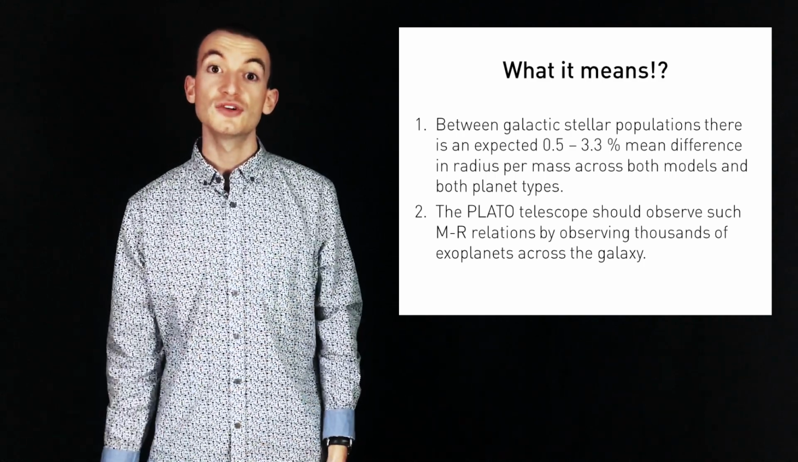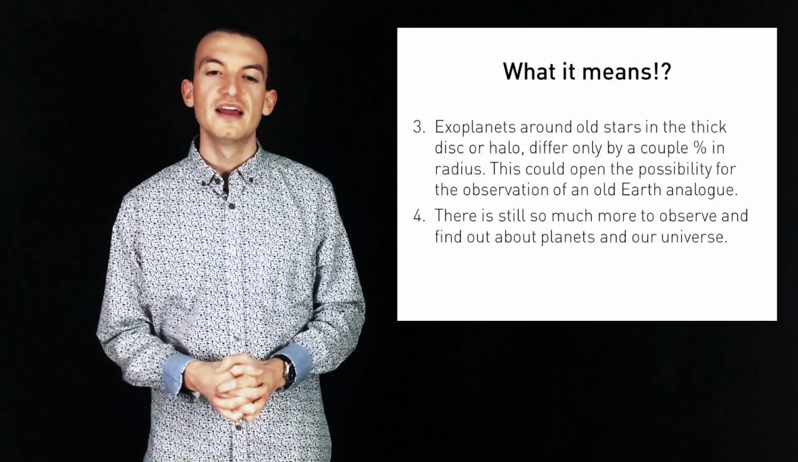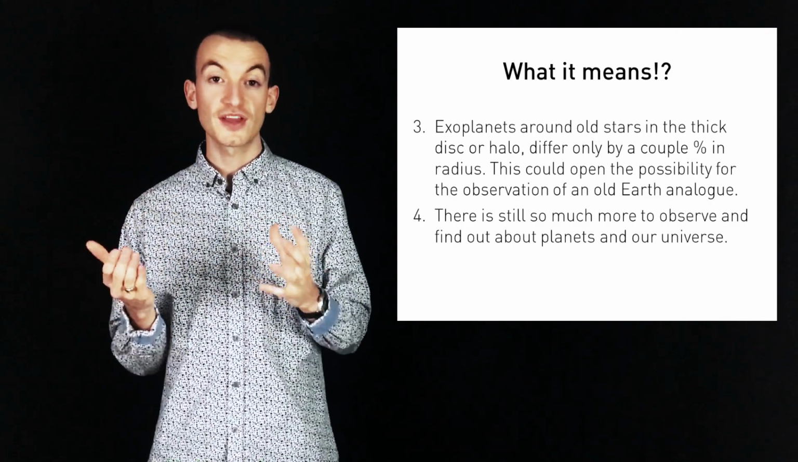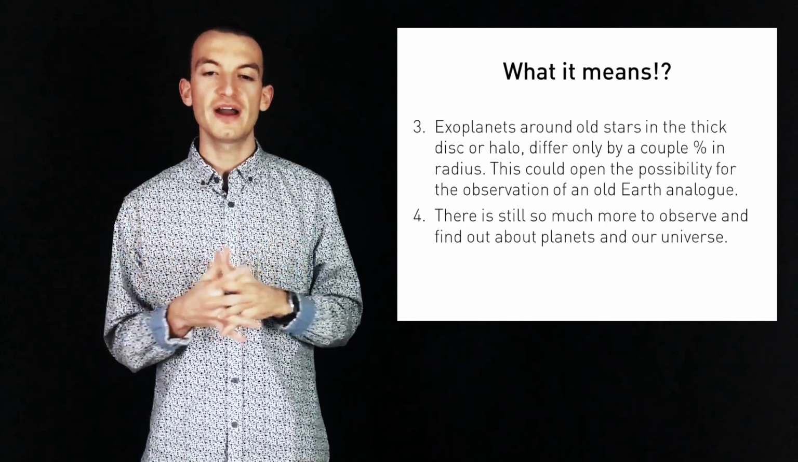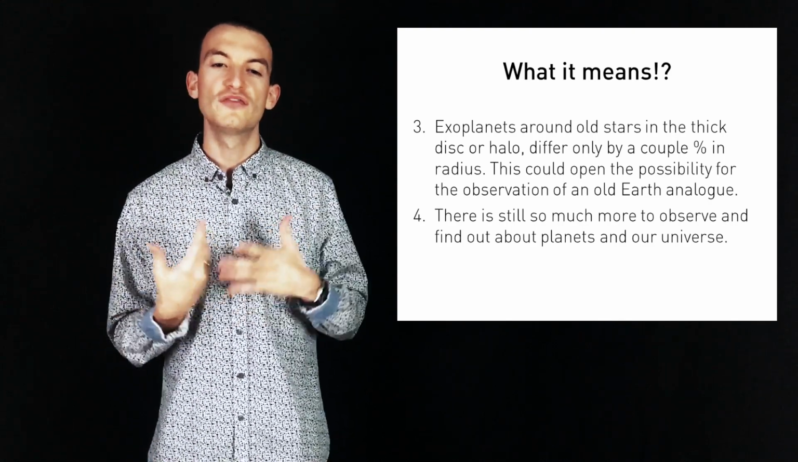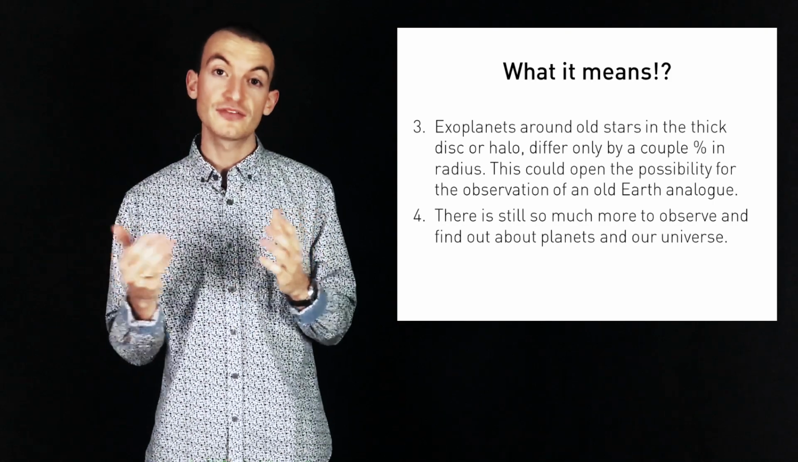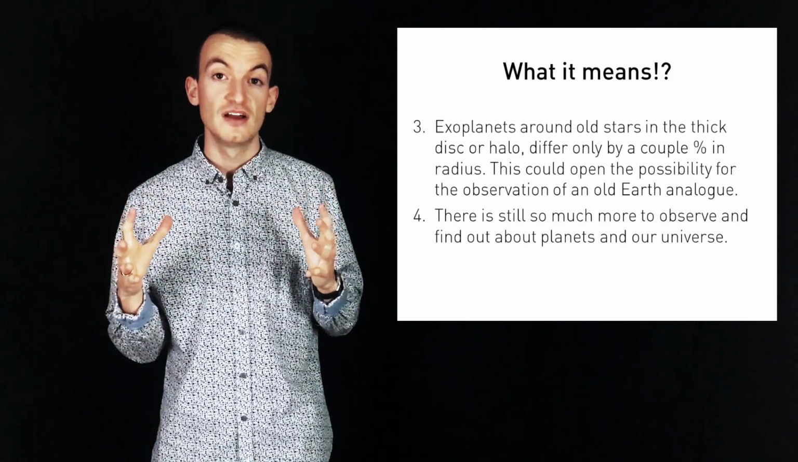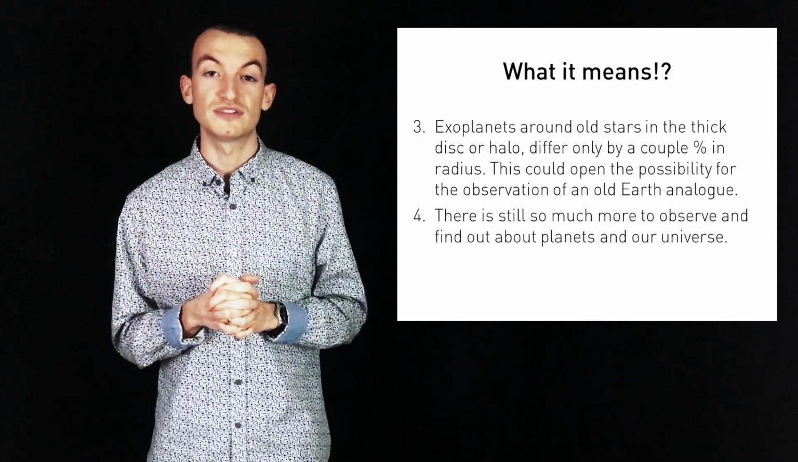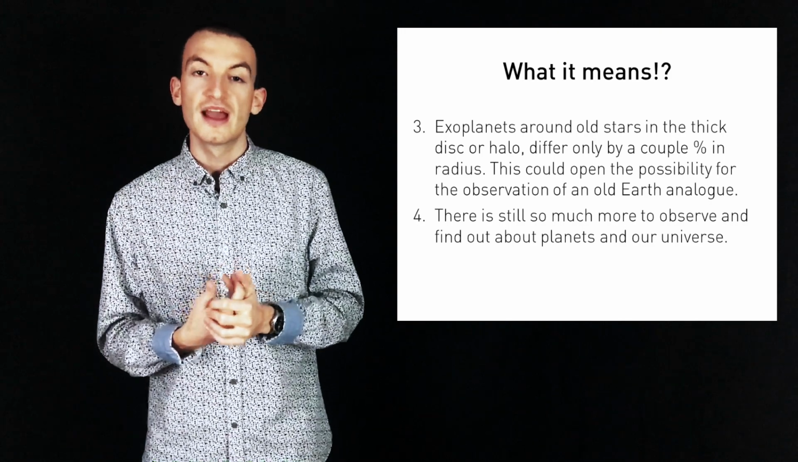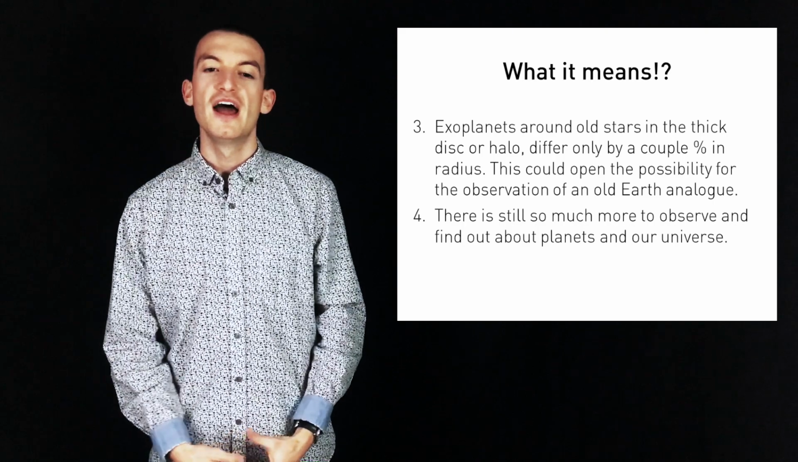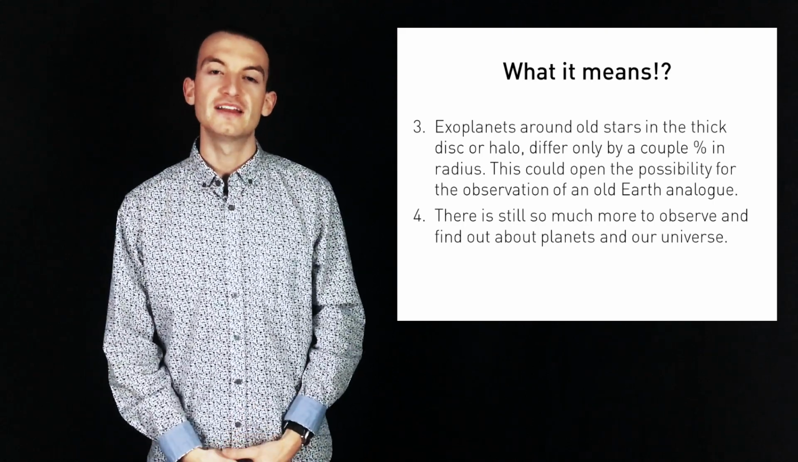And so this leads me to the next point, that when we look at these older exoplanets around old stars in the thick disk or the halo, which differ only by a couple percent in radius, this could open the possibility for the observation of an old Earth analog, which might differ in composition, but in terms of its size, for a similar one Earth mass, it would differ only by up to 3.3% in radius, which is very little. And so overall, there's still so much more to observe and learn about planets and about our universe.